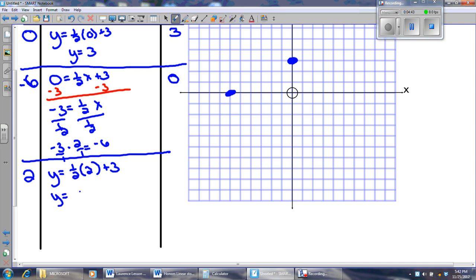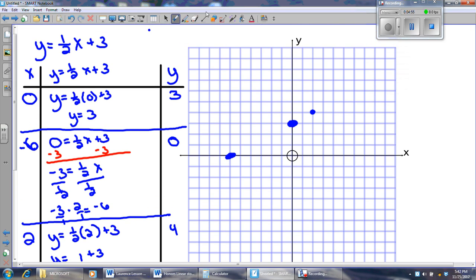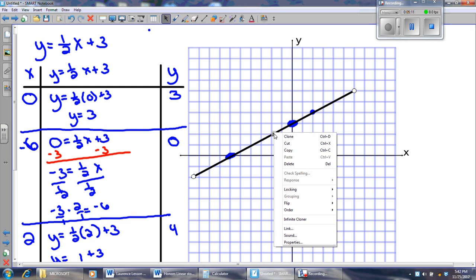1/2 of 2 is 1, plus 3 means that y is 4. So I'm going to go 1, 2 in the x direction, 1, 2, 3, 4 in the y direction. So I'm going to go up 1, 2, 1, 2, and draw my line from there. And look at that, it sure looks like it's hitting all 3 points just where we want it to.